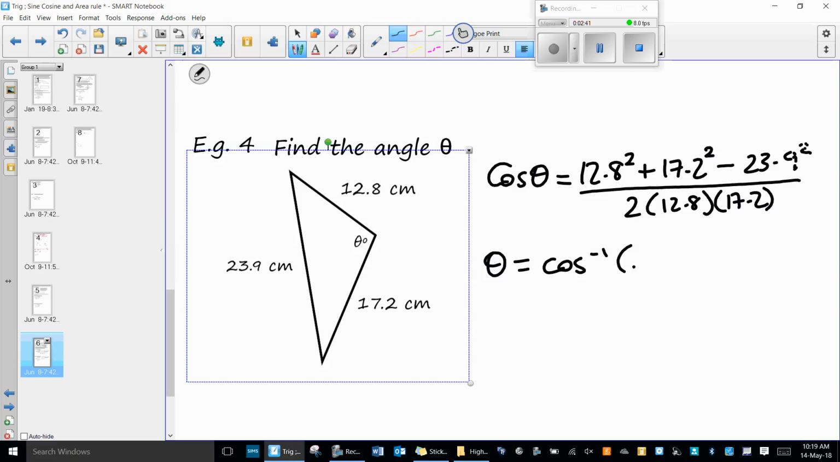And so, do we have an answer for that? Yes, you have an answer of 104.67 degrees. So to 1 decimal place would be 104.7. Obviously, if it was 3 significant figures, it would be 105.